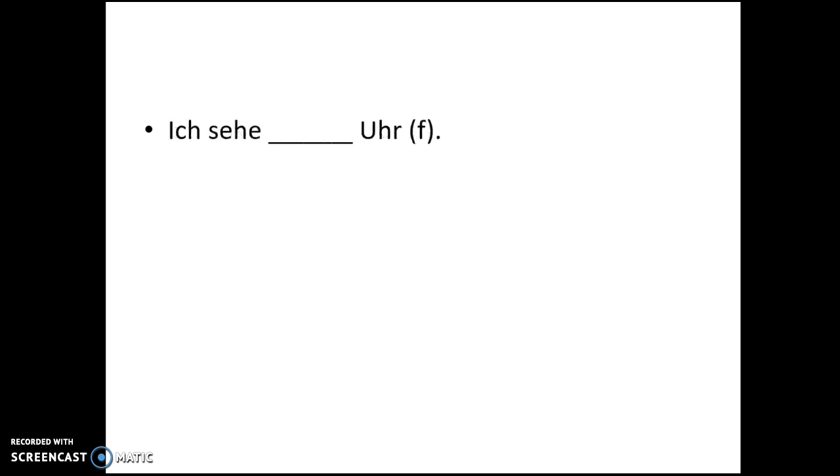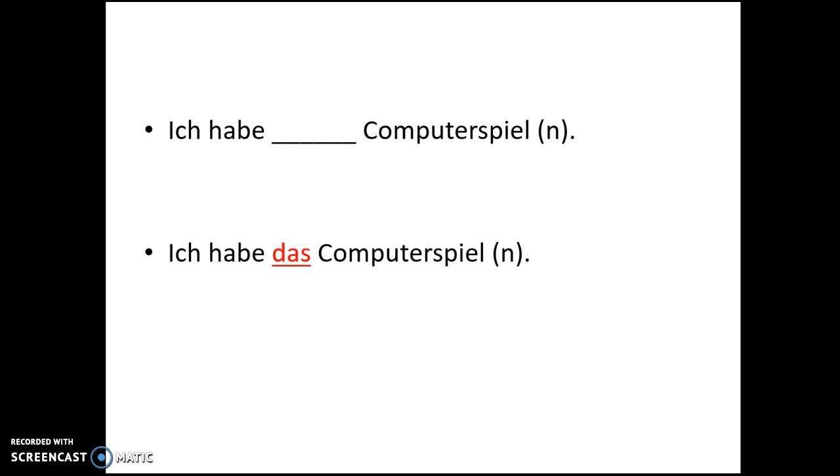Ich sehe, Ohr. Ich sehe die Ohr. Richtig. Ich habe, Computerspiel. Give this one a try. So it normally would be das Computerspiel, so it stays the same: ich habe das Computerspiel.